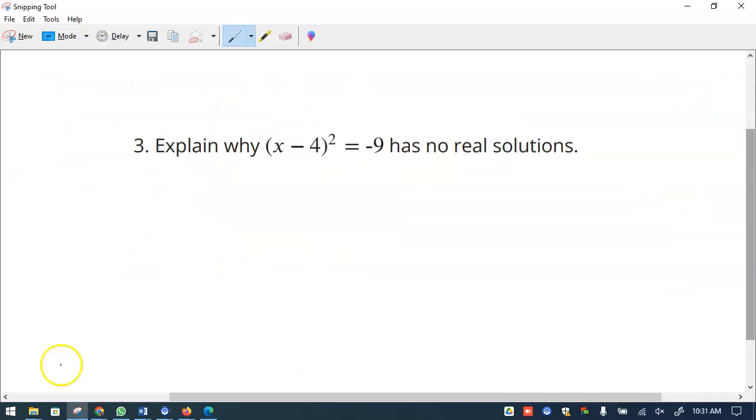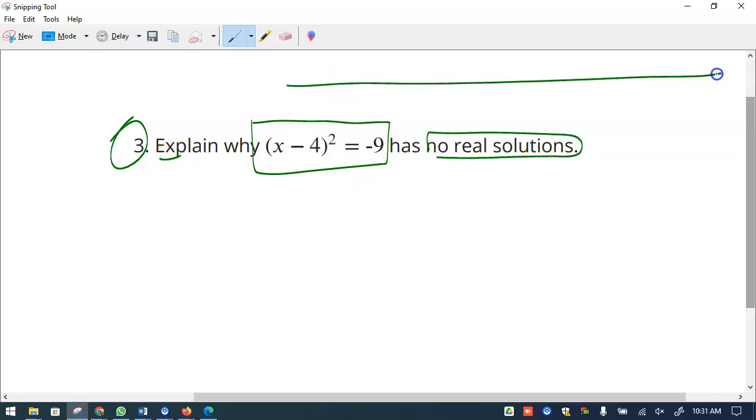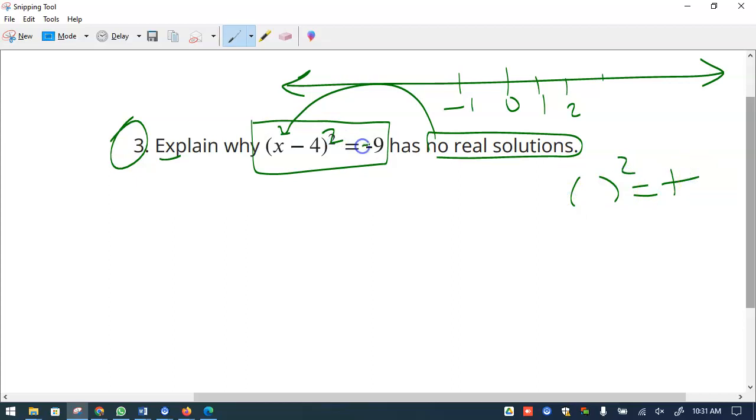Okay, question number 3 is straight away explain why this equation has no real solution. When you say no real solution, it means no value on the number line will satisfy this equation when you plug in. And you know there's a square here, so anything squared is always positive. So you can't have a minus like this. So the moment you see this minus 1, a square is never negative.